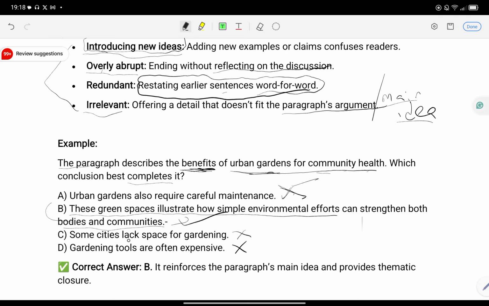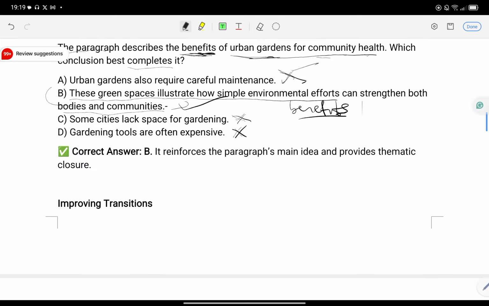Then you see, some cities lack space for gardening. This cannot be a conclusion. Remember, we're talking about a conclusion, not an extra detail. Then, gardening tools are often expensive, also not ideal. So the answer is B: these green spaces illustrate how simple environmental efforts can strengthen both bodies and communities. So this reinforces the fact that it's trying to talk about benefits.